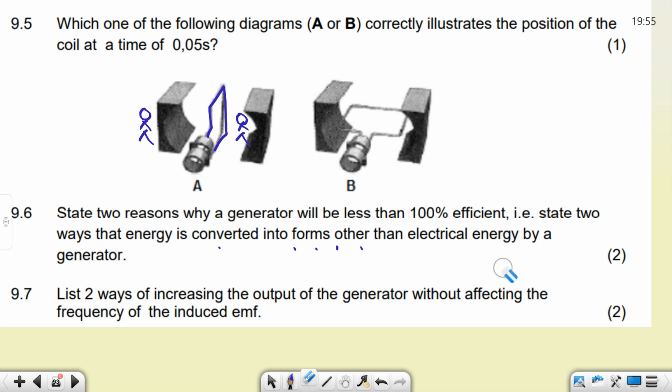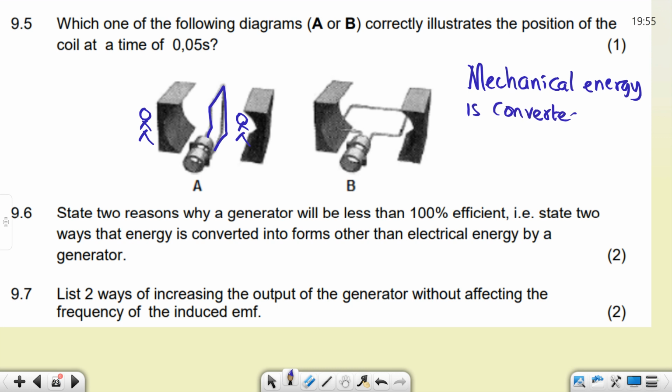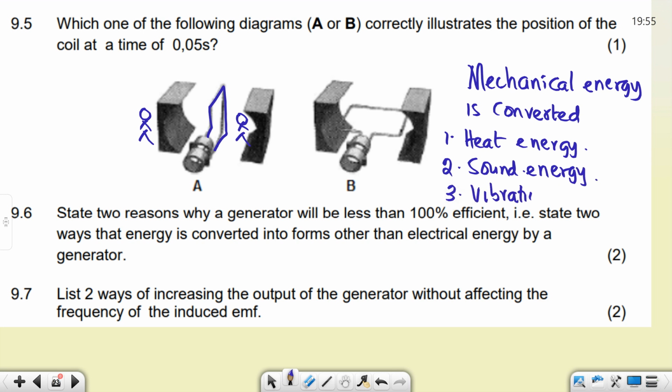Okay, let me answer this well. What energy are we converting? Mechanical, right? So the mechanical energy which is supposed to produce electrical energy is converted into, number 1, heat energy, because your generator becomes warm. Number 2, it makes noise, sound energy. Number 3, it vibrates. Vibration energy.